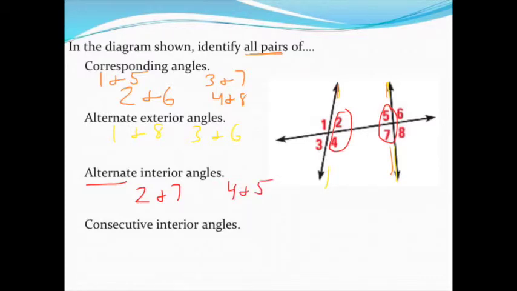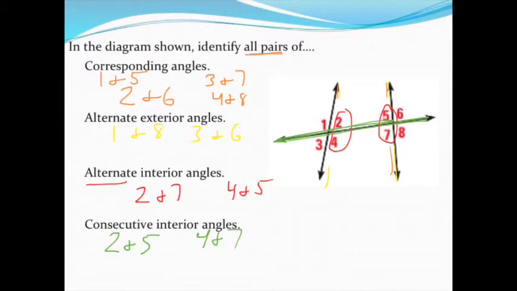And then last but not least, we have our consecutive interior, or same side interior, you might see that called. So again, I'm only looking at angles 2 and 4 and 5 and 7 for the ones that are interior. I want them to be on the same side of this transversal, so both above or both below. So I can see that 2 and 5 fit that scenario, as well as 4 and 7.